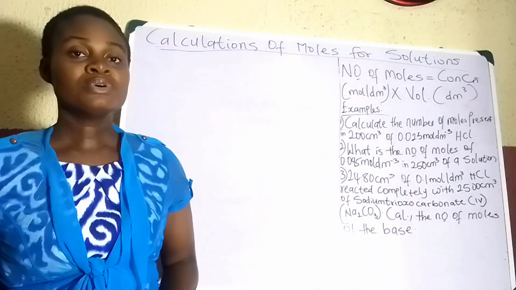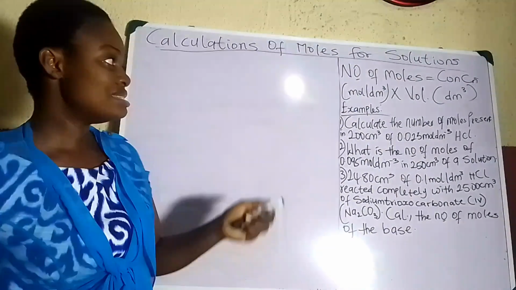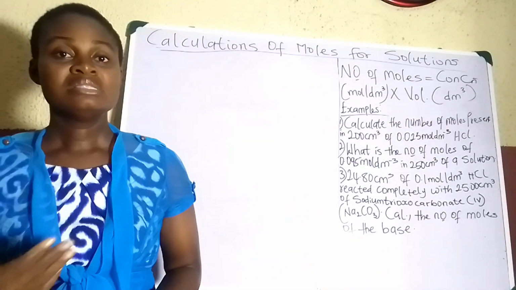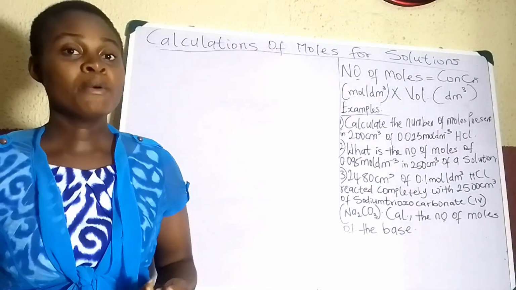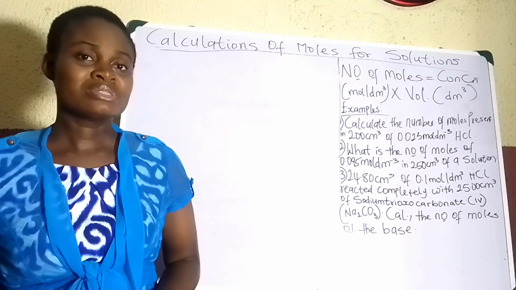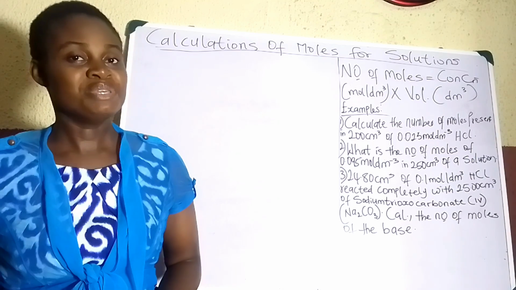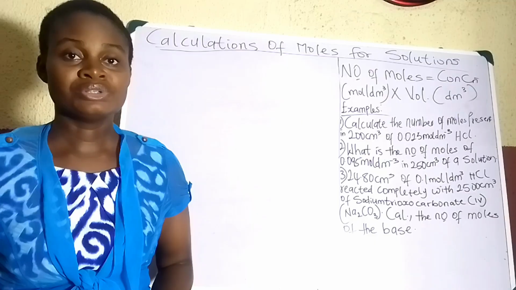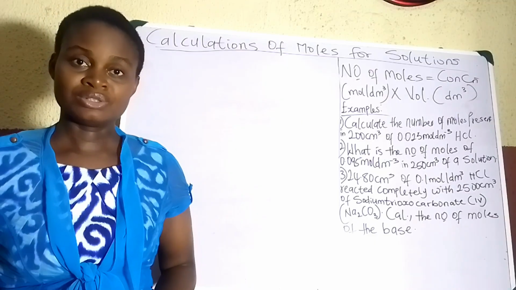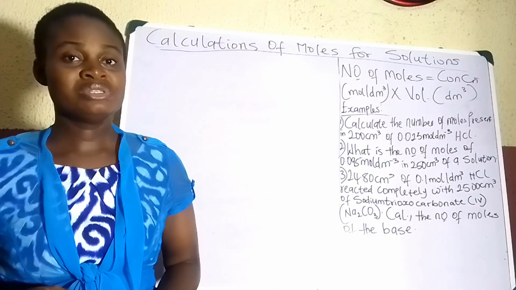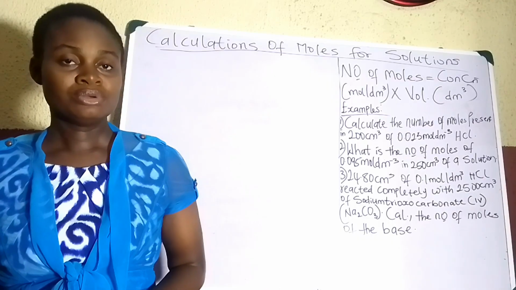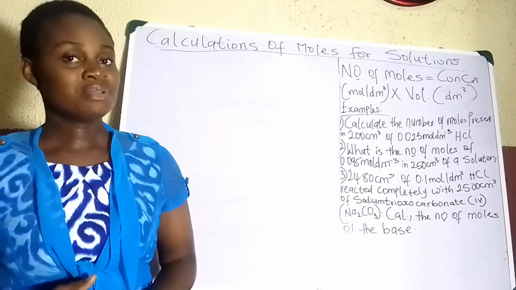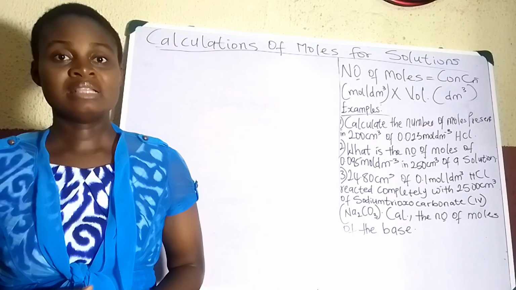Mathematically, number of moles is the concentration in mole per dm cube times volume in dm cube. Why do we say that it is concentration in mole per dm cube? This is because the number of moles must be calculated from a solution of known concentration, and that concentration is usually measured in mole per dm cube. Are you getting me? Good. Now let's go over and solve the questions. It will help you to understand it better.